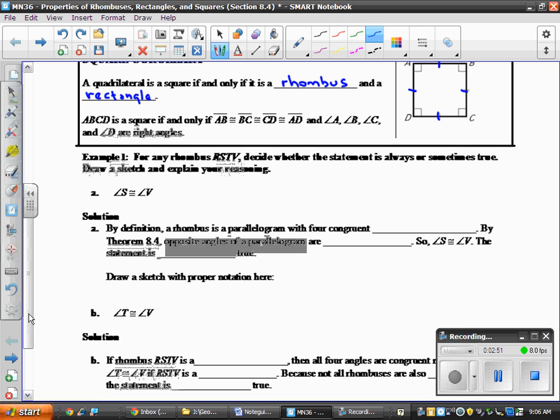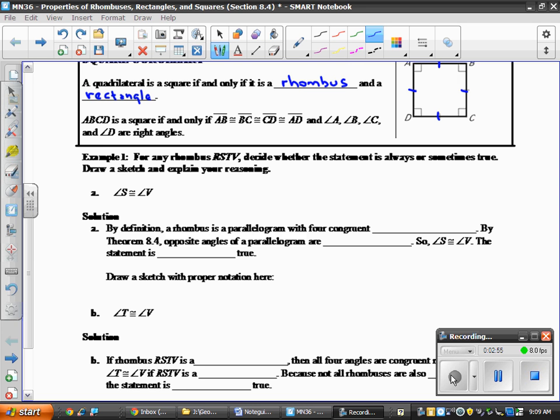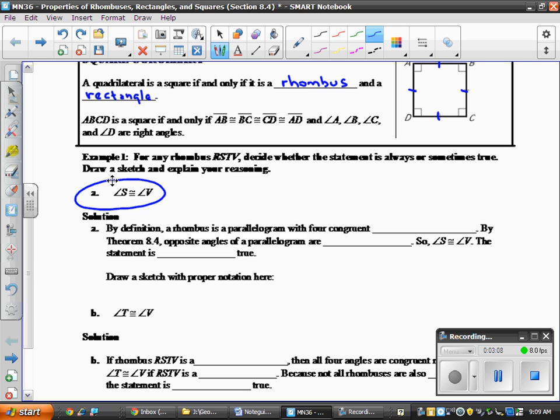Example 1, it says, for any rhombus RSTV, decide whether the statement is always or sometimes true. Draw a sketch and explain your reasoning. So what we're trying to do is decide whether this is always true, sometimes true, or just plain false. It's that angle S is congruent to angle V.